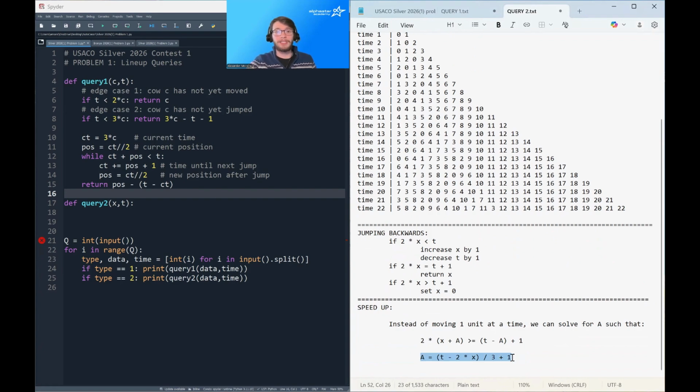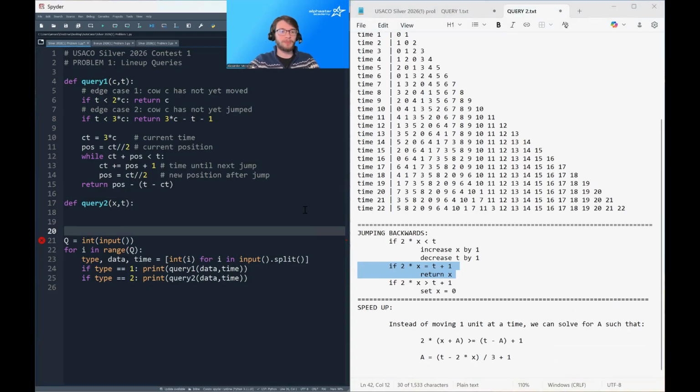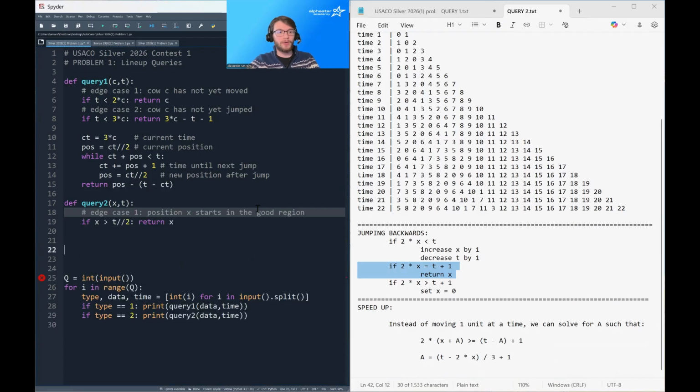So at any moment in time, we can calculate the number of steps it takes us to cross the orange line by jumping A steps. And we're going to keep repeating this over and over until we fall exactly on the orange line, and we will return our current position. So let's see if we can implement this. We're going to start here on query 2.